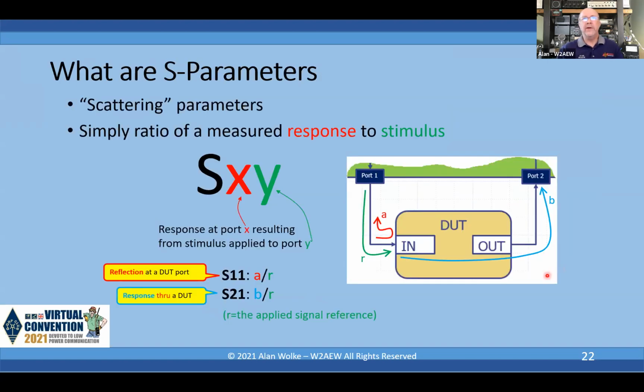So let's leave that there for a sec, just to be sure that everybody's got that. If you have any questions, again, type them in. But that's basically what S parameters are. The magnitude of S11 is essentially just our input reflection, and it's the inverse of return loss.